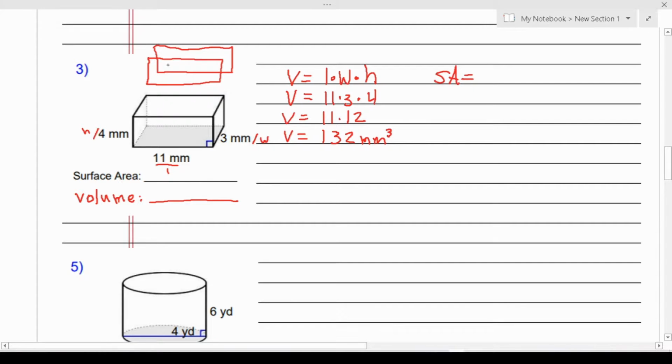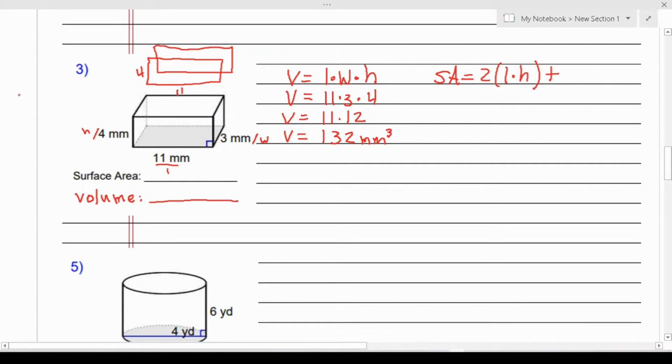So we can see that we're going to have to find the area of the front and back face, which is going to be 2 times the area of one of them. And as we can see, the length of this front face is 11, and the height of this front face is 4. So to find the area of one of these rectangular faces, it's going to be 4 times 11. More specifically, it's 2 times length times height. Okay? All right, so that's the front faces.